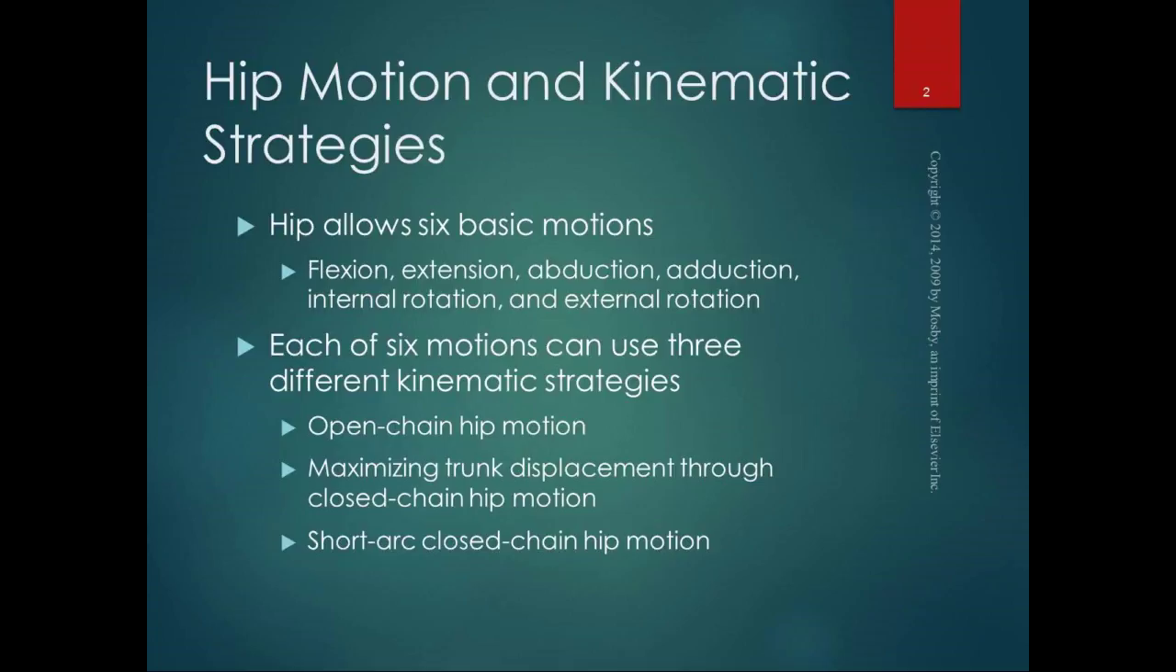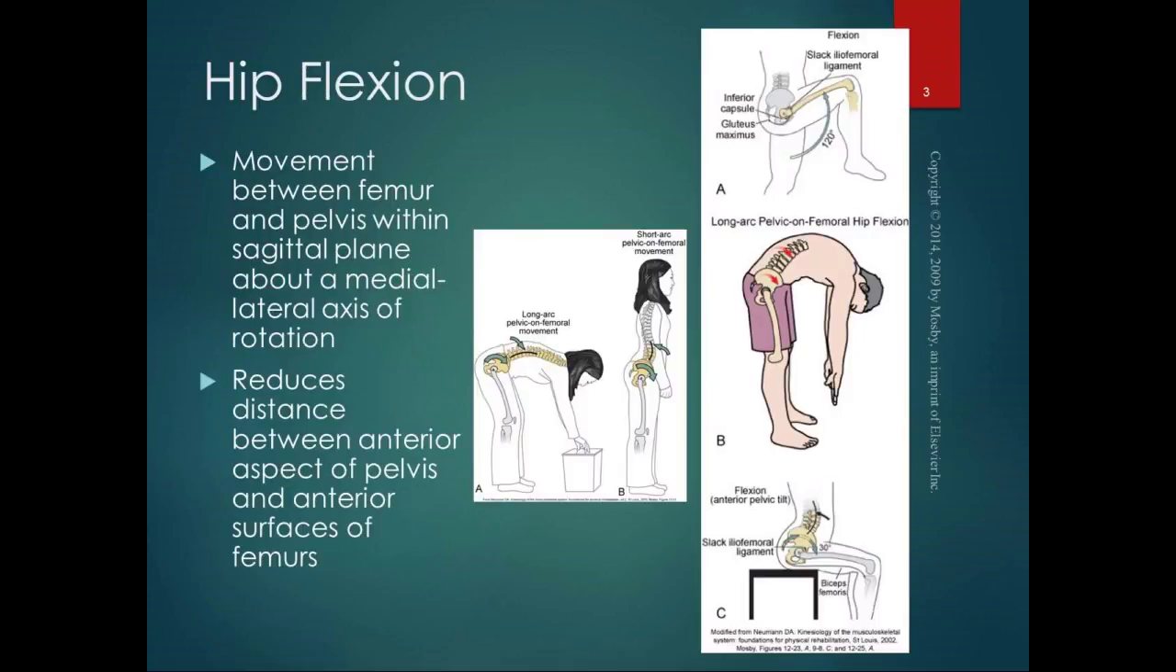and we'll talk about what those mean. So with hip flexion, it's the movement between the femur and the pelvis within the sagittal plane about a medial-lateral axis of rotation. And so we know that muscles that do hip flexion are going to have to be anterior to the medial-lateral axis of rotation. Okay? Put that little nugget aside and keep it handy for when we talk about the muscles. So hip flexion reduces the distance between the anterior aspect of the pelvis and the anterior surfaces of the femurs.